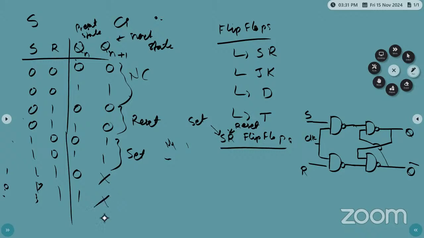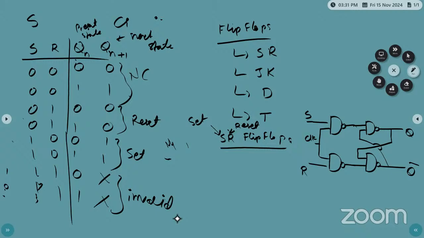This is the main drawback of the SR flip-flop: if S is equal to 1 and R is equal to 1, the output is X X, that is invalid. This is the truth table derived from this one only. I will explain this process.